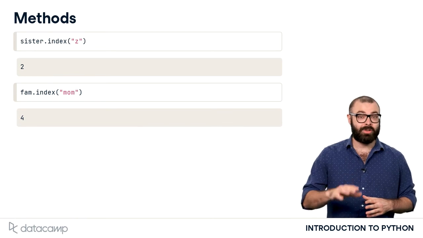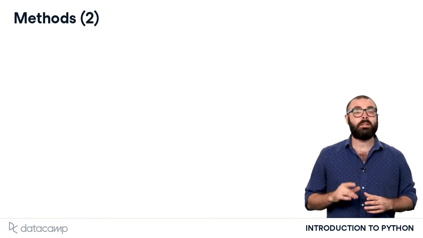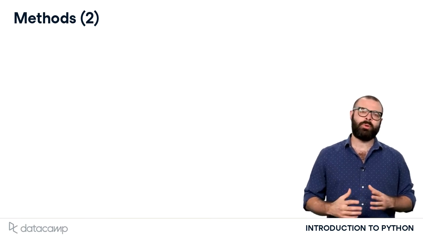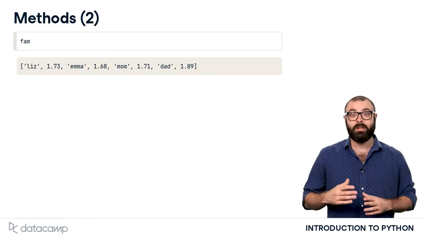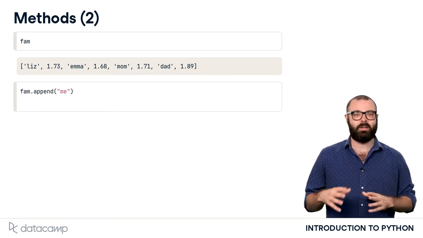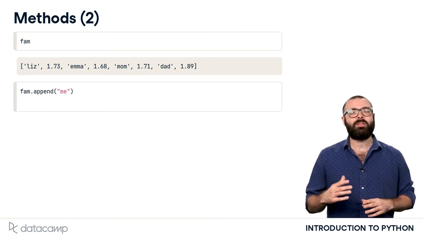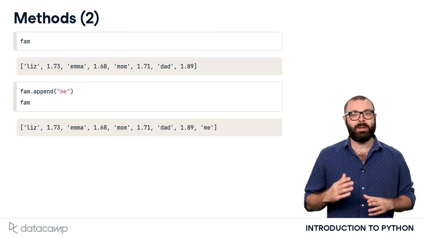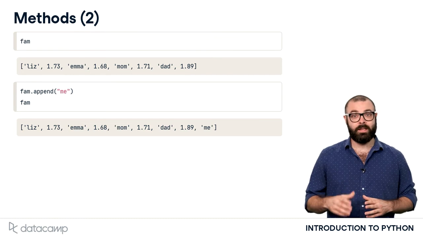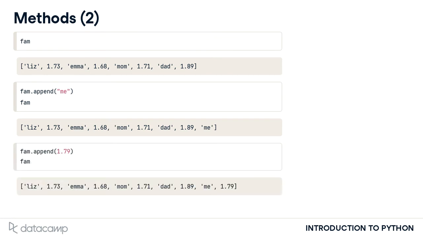Before I unleash you on some exercises on methods, there's one more thing I want to tell you. Some methods can change the objects they're called on. Let's retake the fam list and call the append method on it. As the input, we pass a string we want to add to the list. Python doesn't generate an output, but if we check the fam list again, we see that it has been extended with the string me. Let's do this again, this time to add my height to the list. Again, the fam list was extended.